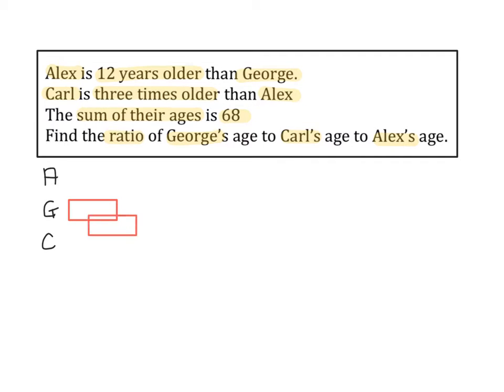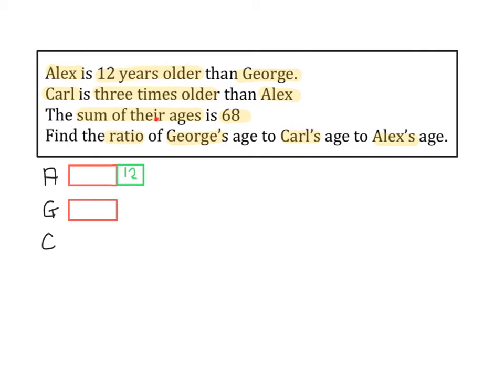So I'm going to copy that red box. But he's also going to be 12 years older, so there's going to be another box next to it. And the value of this box is 12. So we've got George, who we don't know, and then we've got Alex, who is George's age, plus another 12, because he's 12 years older.